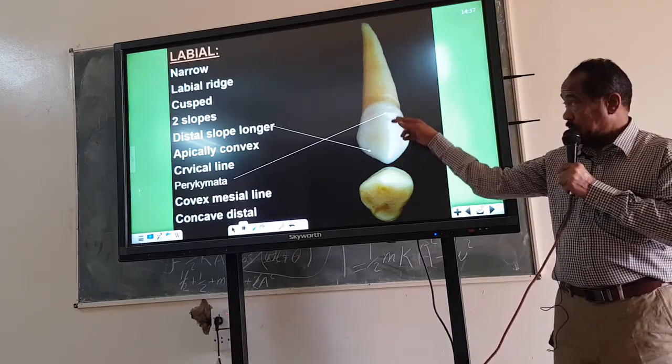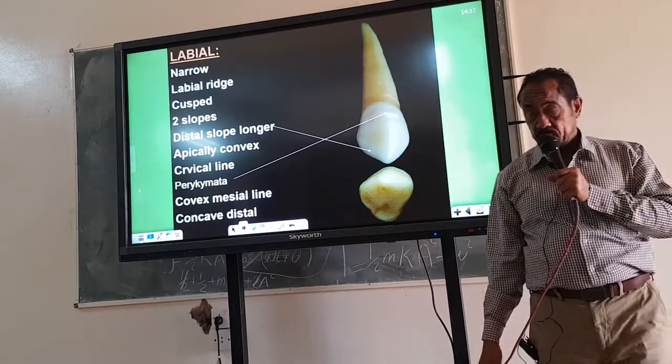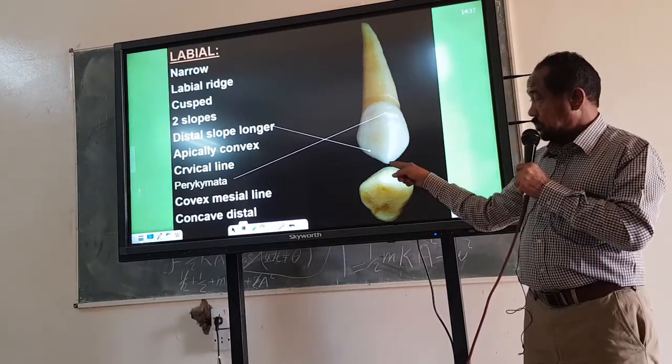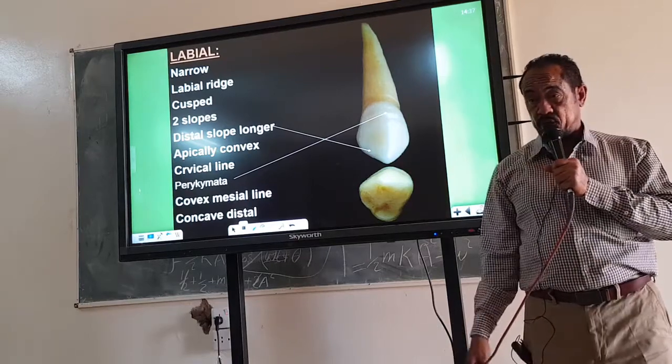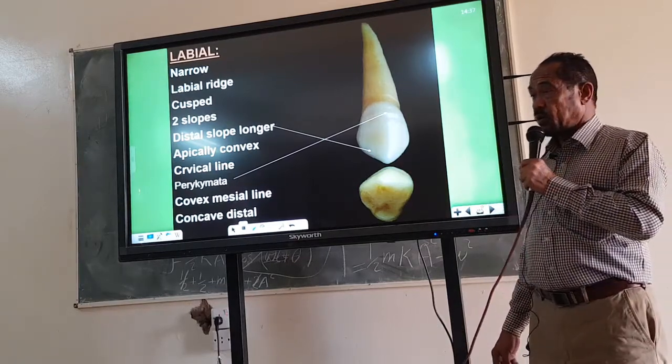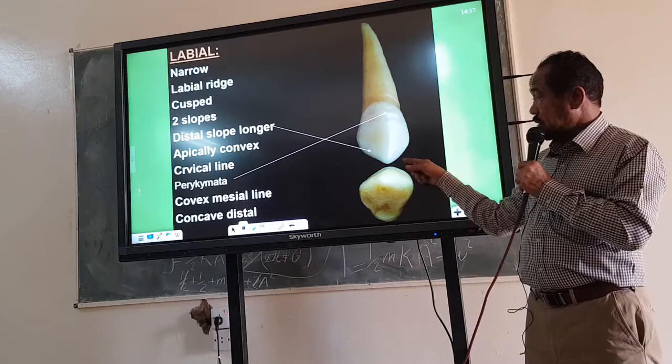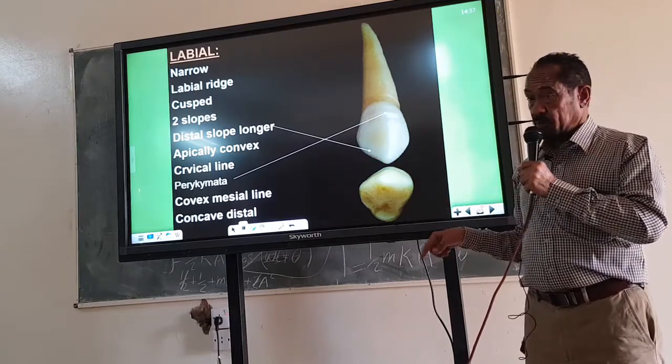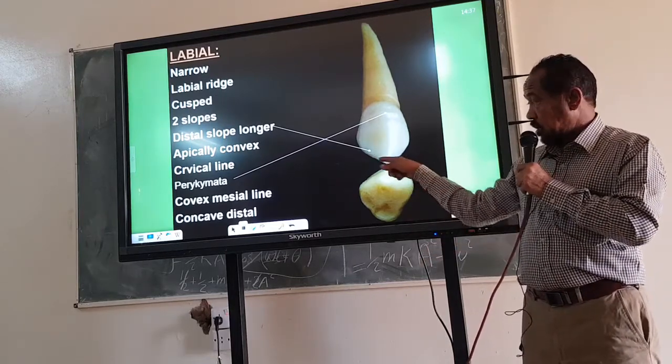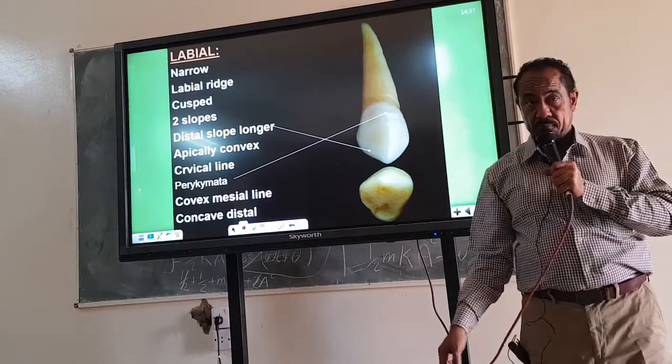The cusp. Labial ridge. And what is this? Cusp, sharp. The cusp of the maxillary is sharp. And what is this and that? Cuspal lobes. Distal is longer than the mesial.